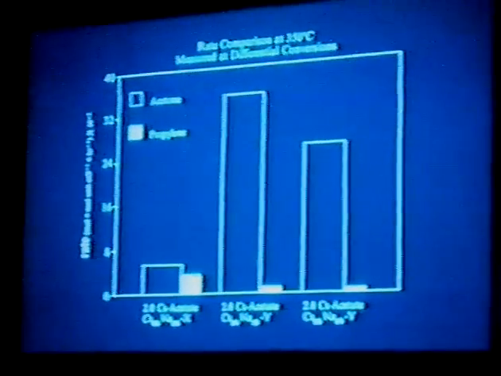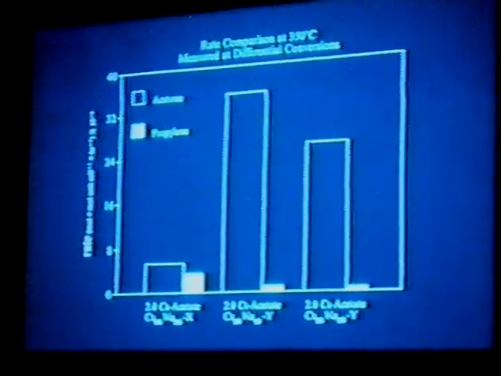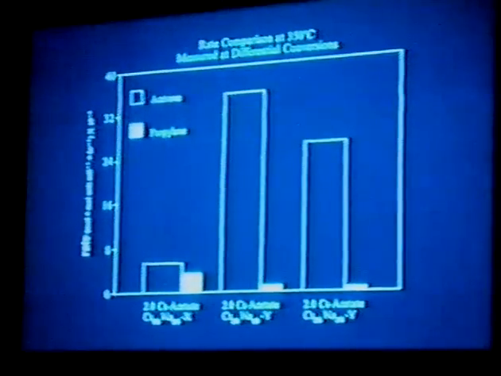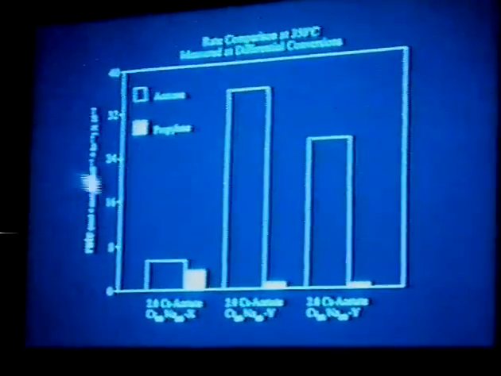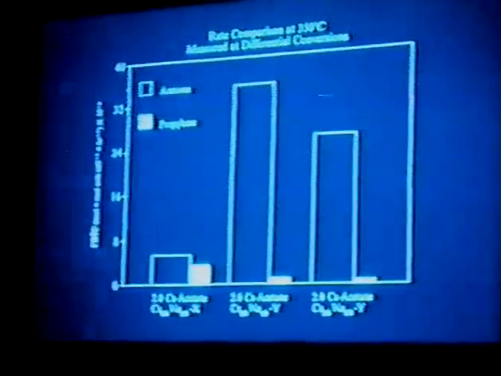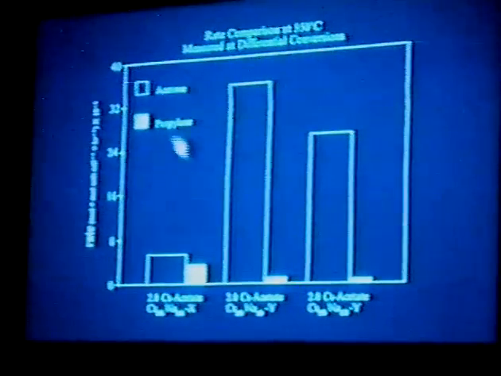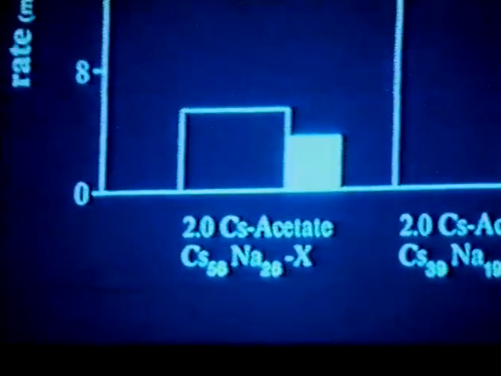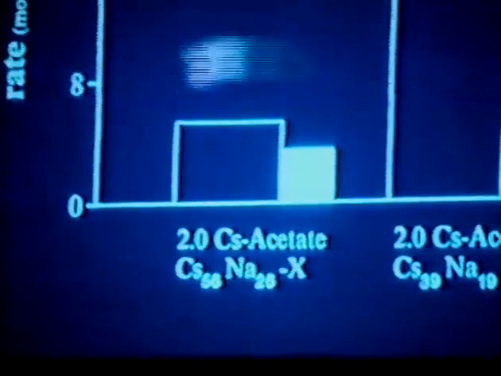Looking at the respective rates, again, we're looking for acetone rate being comparable to the base activity. Here we're working at 350 degrees, measured at differential conversions. Again, we're looking at a unit cell basis, the acetone being the blue bars and the propylene being the white bars. For the X material and the Y material, the first significant difference: you see an order of magnitude increase between the Y material and the X material.